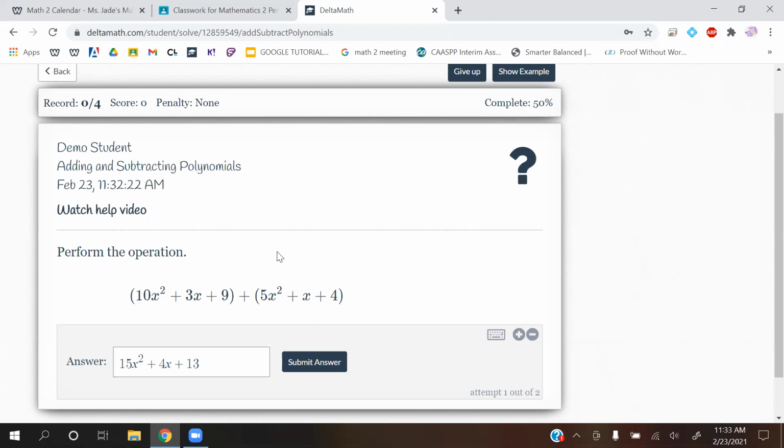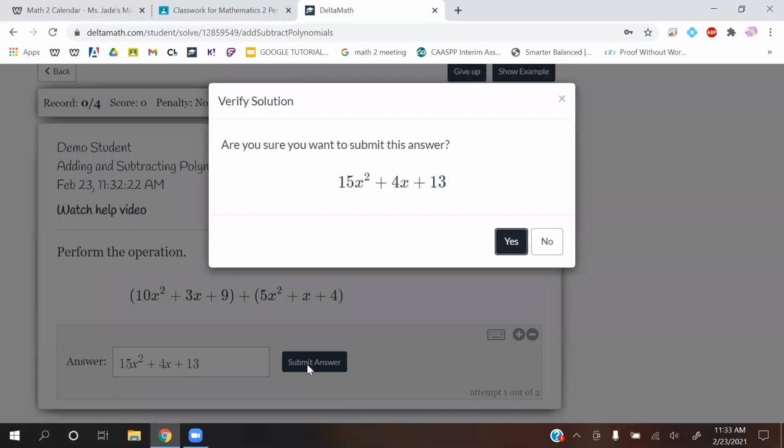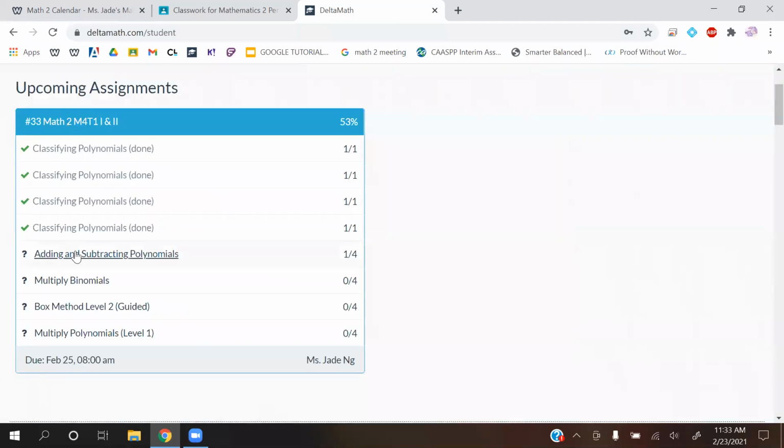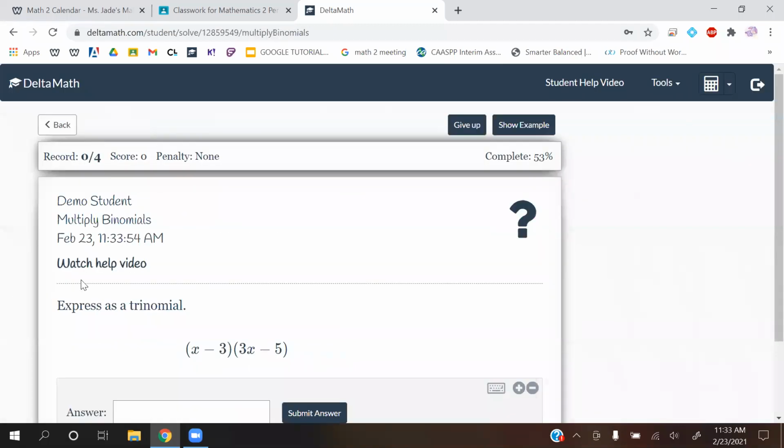Okay, any questions on this type of problem? Okay, I'm going to submit it. Remember, you can always just ask me questions if you have questions. So we've done this yesterday, so I'm only going to do one example of it, but the same principle applies while subtracting it, okay? Let's go on to multiply binomials.